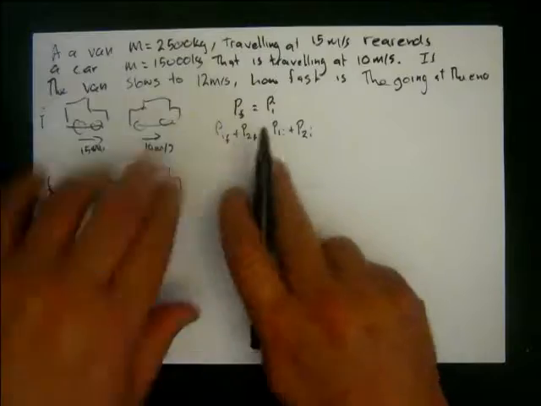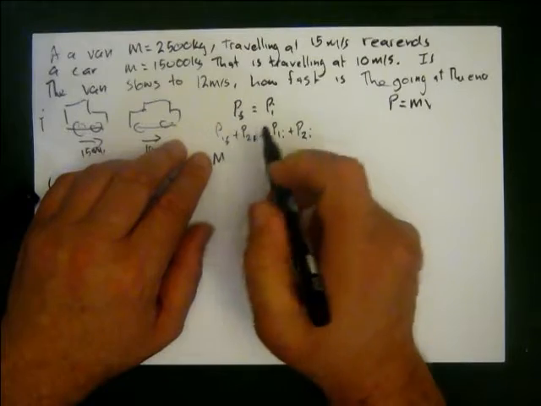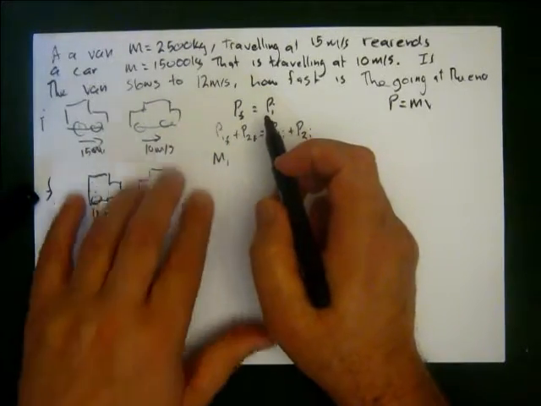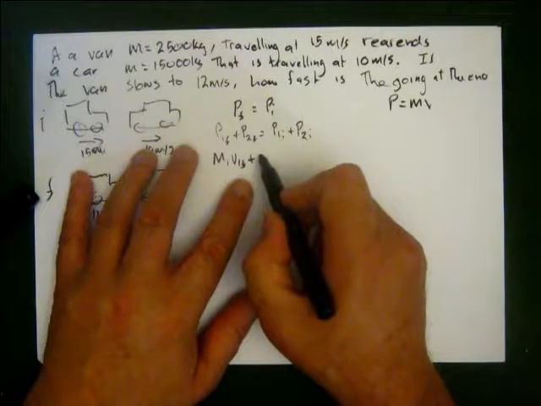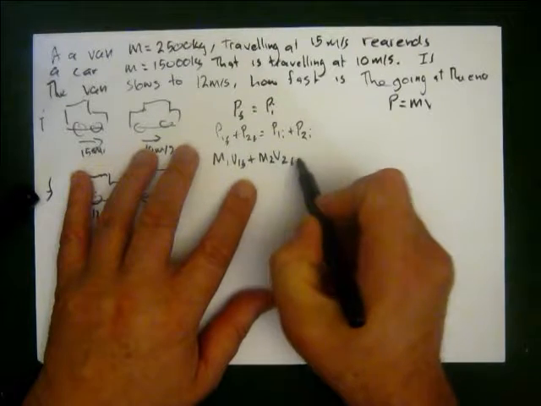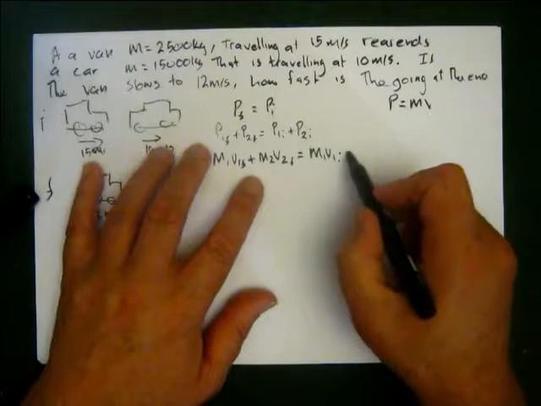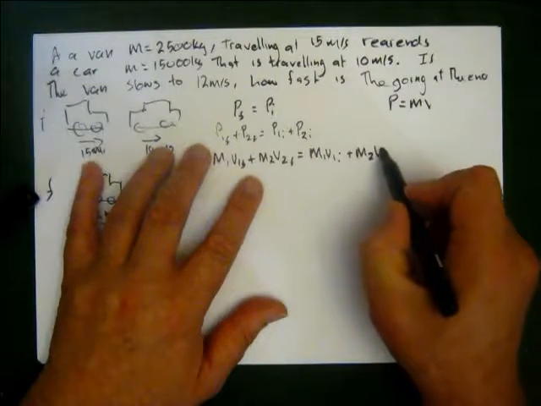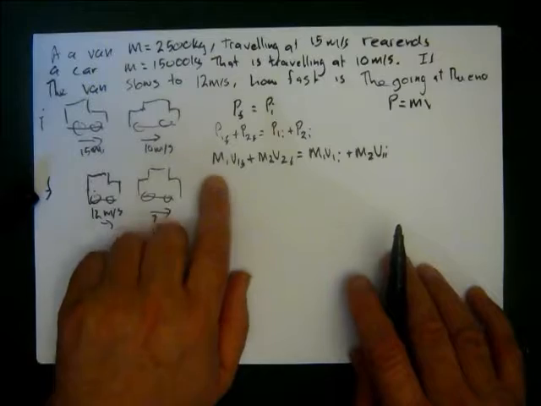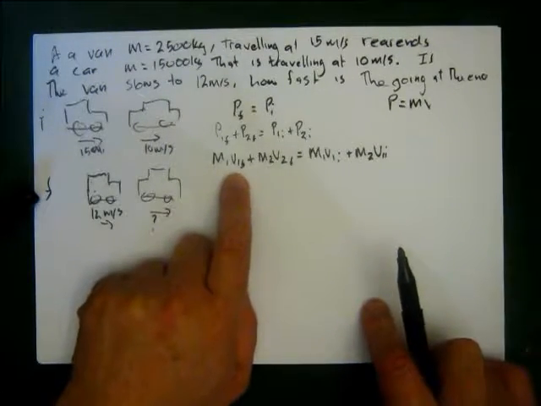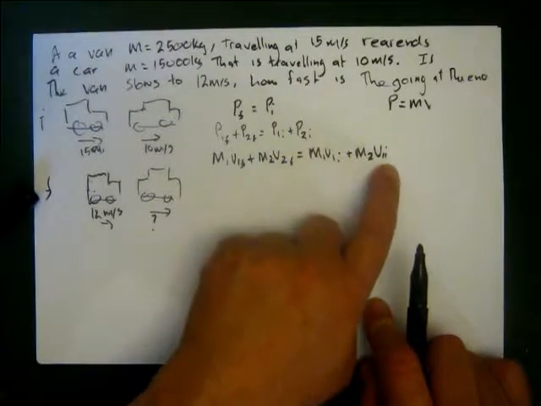Okay, so if we expand this out, because P, the momentum, equals mass times velocity, this is going to be mass 1, velocity 1 final, plus mass 2, velocity 2 final, equals mass 1, velocity 1 initial, plus mass 2, velocity 2 initial. Because the mass isn't changing, we don't have to worry about final and initial. And we know most of this information. We know the mass of the car. We know the initial velocity. We know this, we know this, we know this.